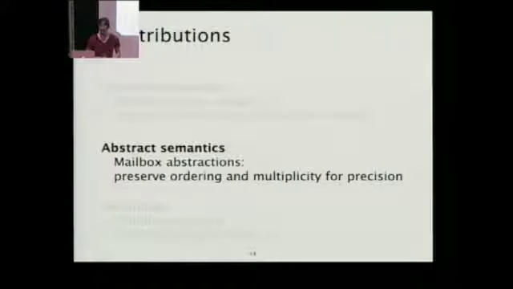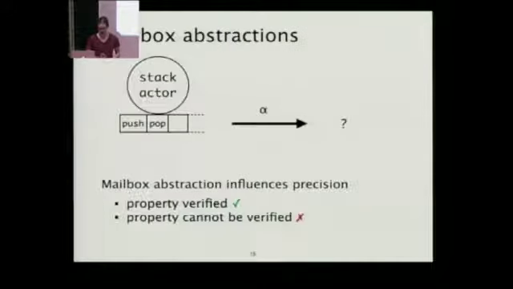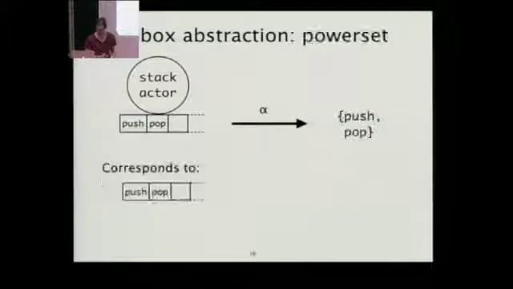So once we have the concrete semantics, we can abstract them. There are usual abstract interpretation techniques on how to do that, but the work focuses on how you can abstract the mailbox. A mailbox is a sequence of messages, and we show that depending on how you abstract it, this will influence the precision of your analysis. So for a safe usage of a stack, for example, depending on how you abstract the mailbox, you may be able to verify that this is a safe usage of the stack, or you may not be able to verify it.